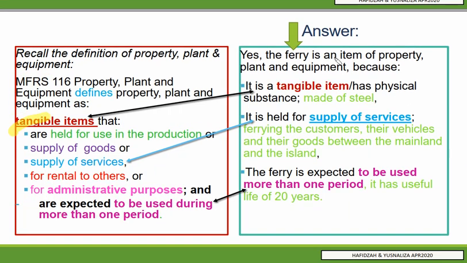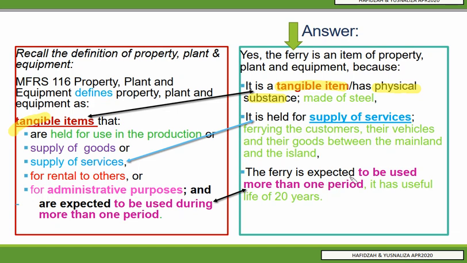Yes, the ferry is an item of property, plant, and equipment because why? Because the reason you classify this asset as property, plant, and equipment is that it is a tangible item. How do you know it is a tangible item? It has physical substance, right? It is made of steel, right? And it is held for supply of services. How do you know it's held for supply of services? Because it's ferrying the customers, their vehicles, and their goods between the mainland and the island. It is some kind of transportation service, right?